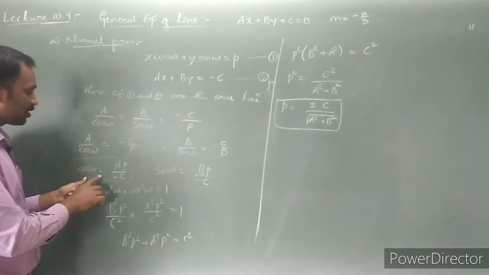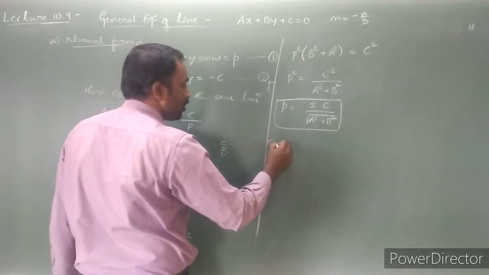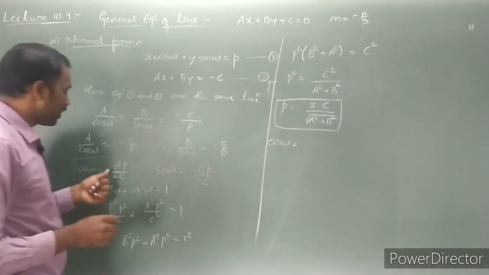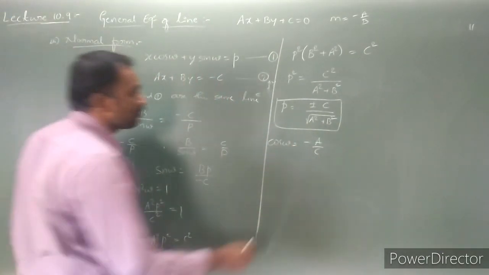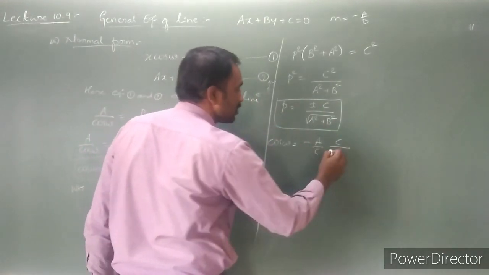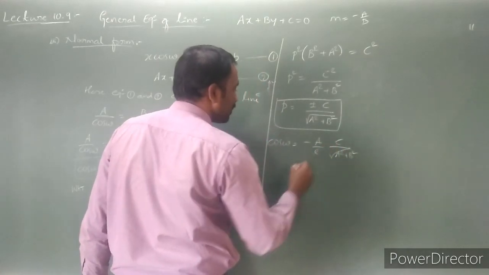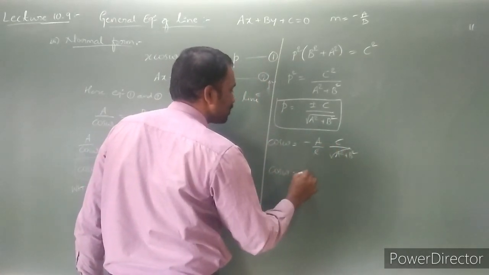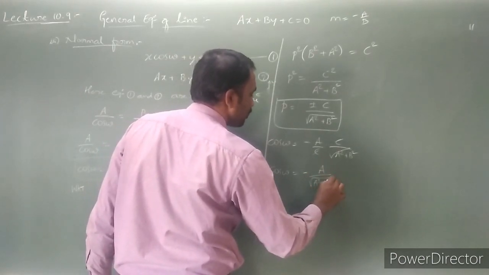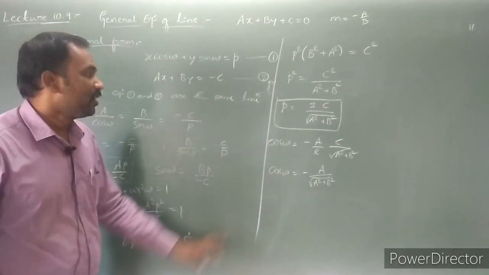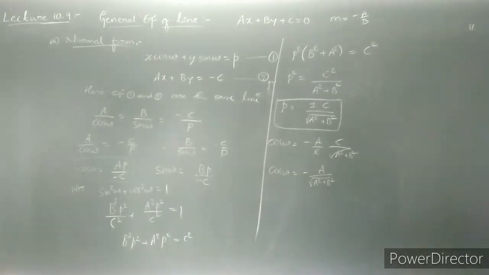Replace it. Cos omega is equal to minus a by c into p. Replace the p value. What is the p value? Just replace it: c divided by root of a square plus b square. Here c gets cancelled. So cos omega is equal to how much? Minus a divided by root of a square plus b square. Are you clear? Here the c value is plus or minus, so take the plus or minus.